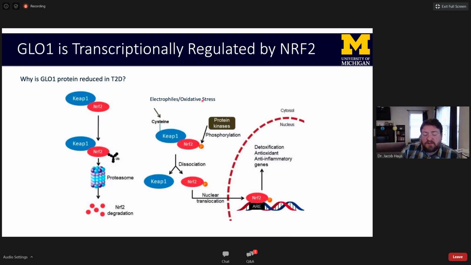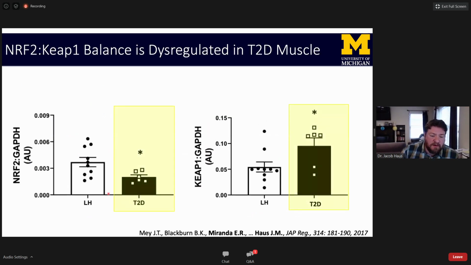However, under oxidative stress or when electrophiles are present, critical cysteines on KEAP1 become oxidized, and KEAP1 will dissociate from NRF2, allowing NRF2 to translocate to the nucleus where it can bind to its antioxidant response elements and transcribe critical proteins such as GLO1. We examined NRF2 protein expression in our healthy controls and type 2 diabetic subjects, and found that NRF2 was markedly reduced, and the inverse of that was that KEAP1 was significantly elevated. This made a lot of sense to us, that GLO1 was dysregulated at the transcriptional level.